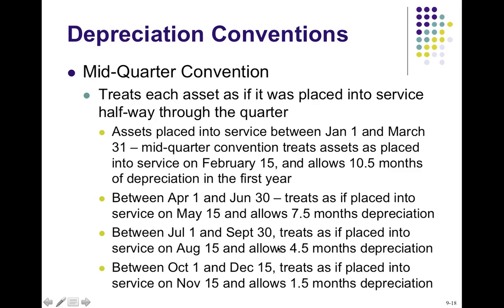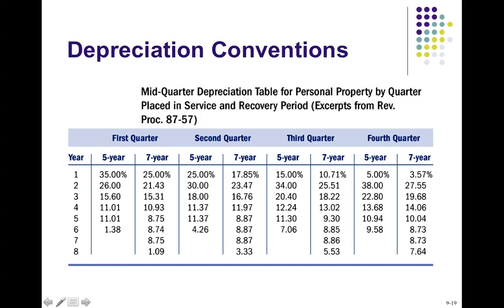And so here, let's look at the tables. If you're using the mid-quarter depreciation convention, then you can't just use one table. Recall the half-year convention table was one table that you would use for all assets. If we're using the mid-quarter convention, then there are going to be separate tables depending on the quarter in which you placed your asset into service. Okay, so you'll see first quarter, second quarter, third quarter, fourth quarter.